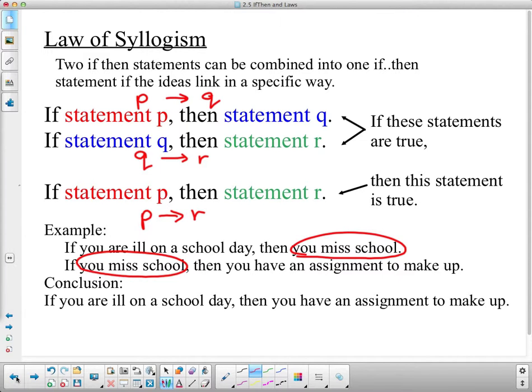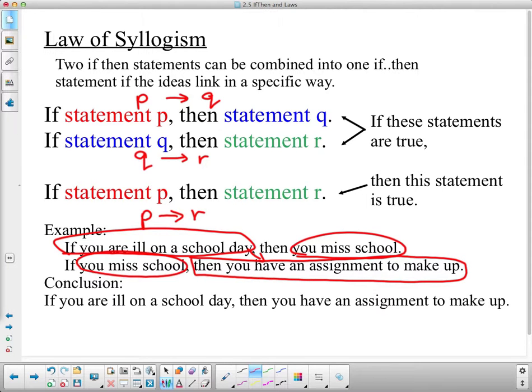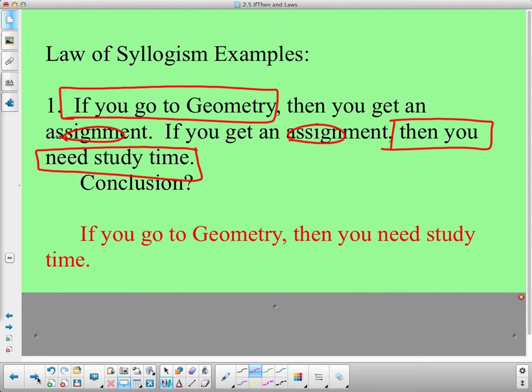This repeated thing connects the two if-thens, so we can make an if-then leaving that middle fact out. Okay, go back to this one. If you're ill on a school day, then you miss school. If you miss school, then you have an assignment to make up. So basically, if you are ill on a school day, then you will have an assignment to make up. Oh, okay, I got it now. So this one was doing the same thing.